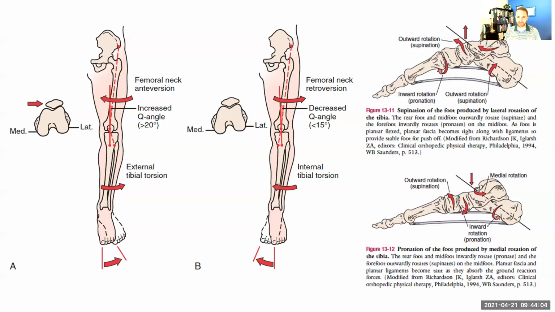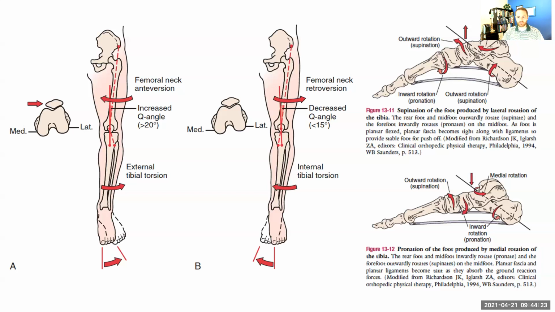Our internal and external rotation is a movement, is an osteokinematic. It's a movement of the bone. That's what you see on the right-hand side of your screen. When we start linking this to the foot and ankle, we start to see that supination and pronation are tied to osteokinematics of the tibia.